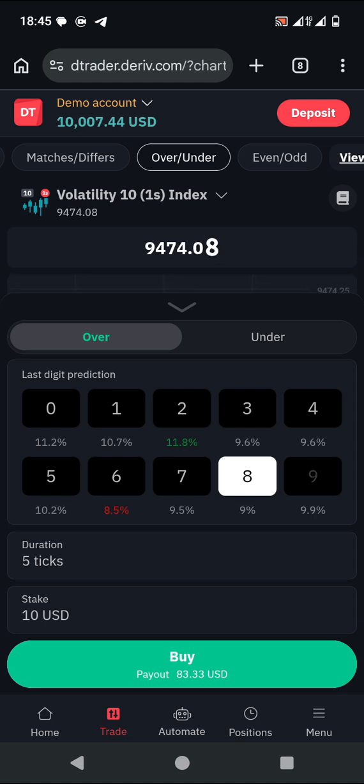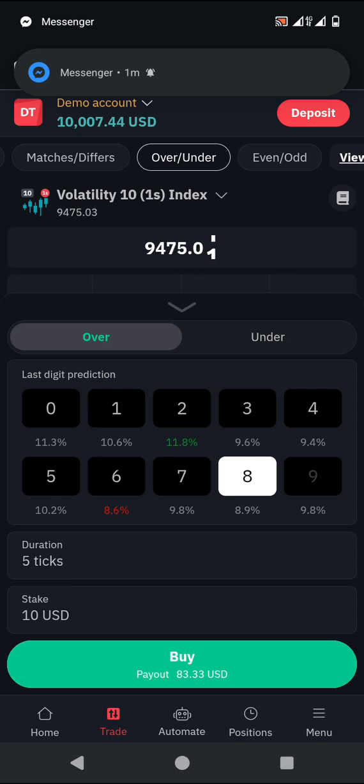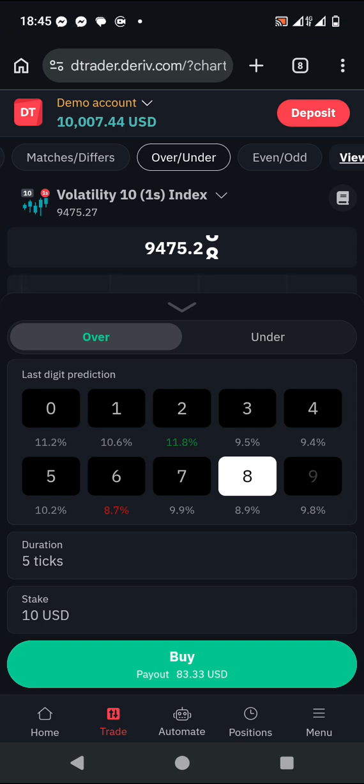Under 8 and over 1 are quite similar, though with under 8 you begin from the other side, from 9, while with over 1 you begin from 0. Now, this is the condition that needs to be met for you to trade under 8. What are those conditions?